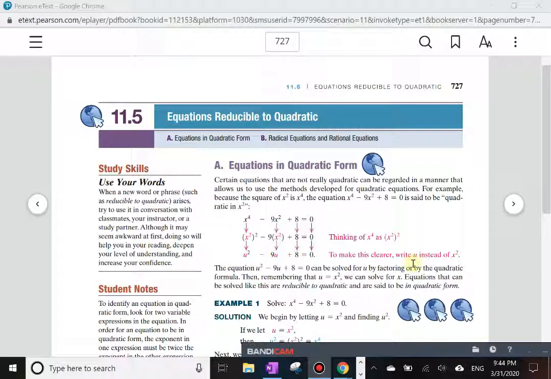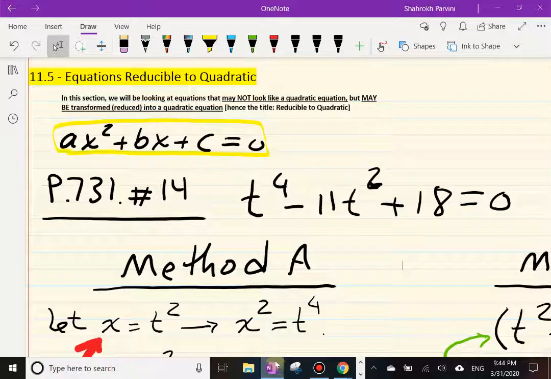In section 11.5, we're going to look at solving equations that are reducible to quadratic. So that's the title of the section. And what we mean by equations reducible to quadratic is this.